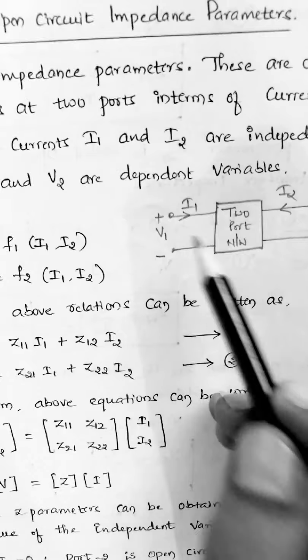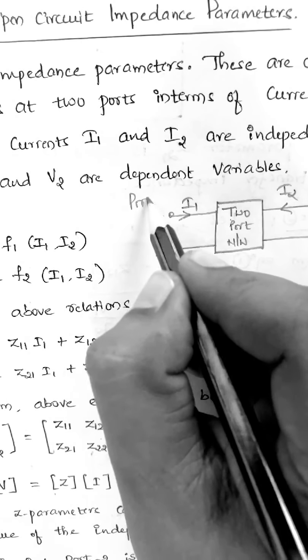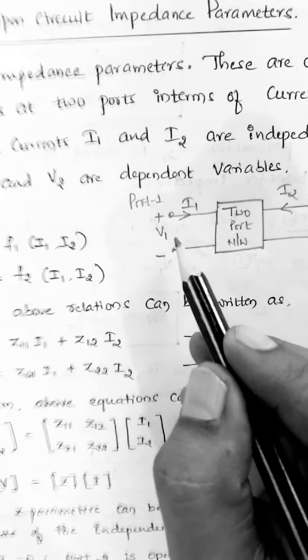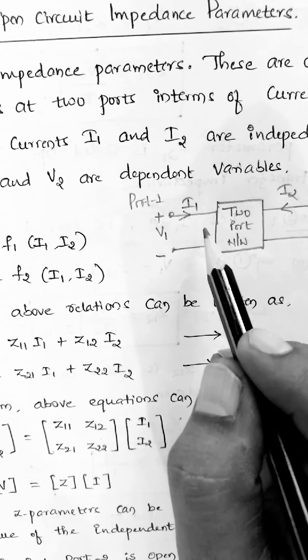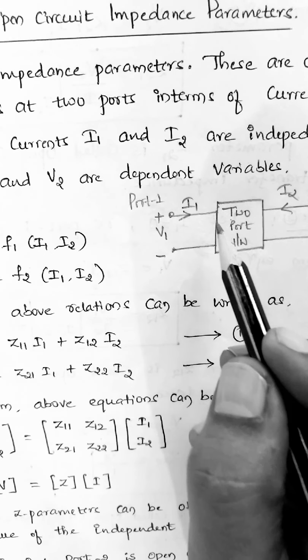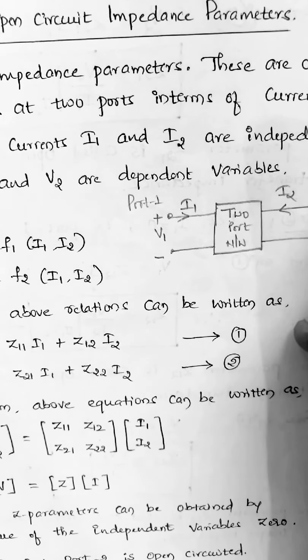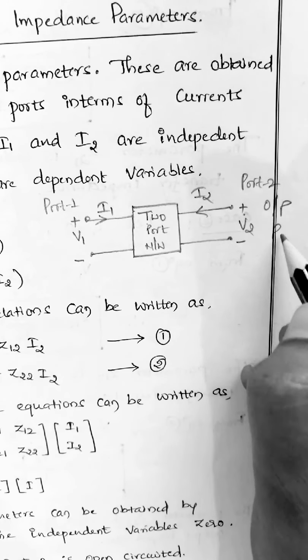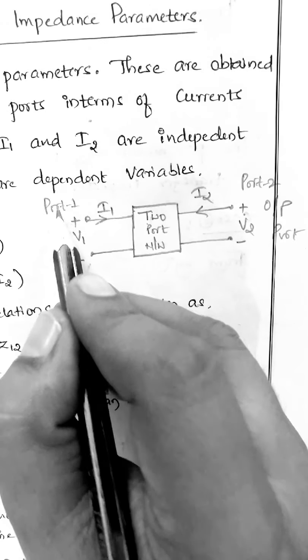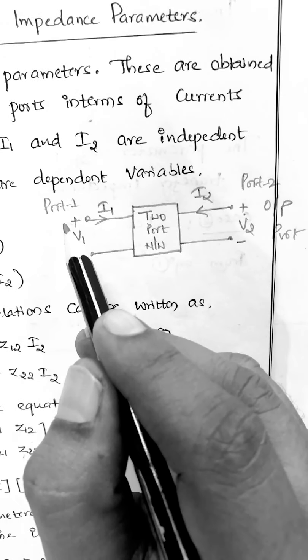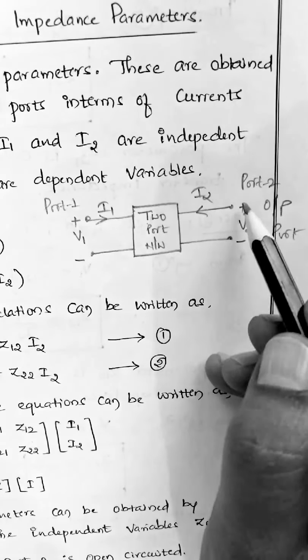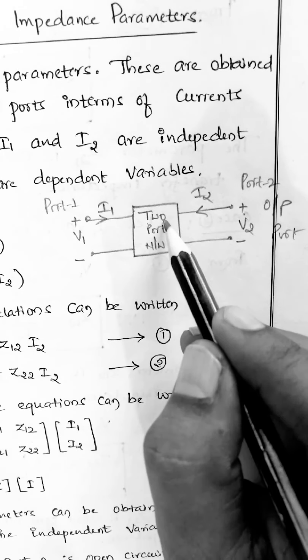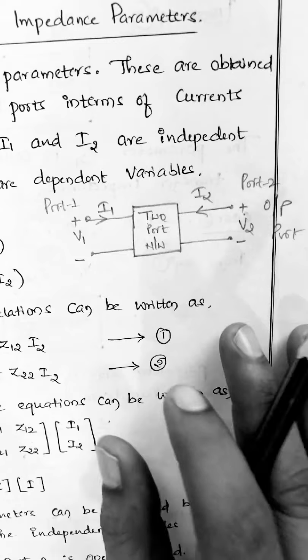In this two port network, at port 1 the voltage reference V1 is represented and I1 is entering into the port. At port 2, that is called the output port, and port 1 is called the input port or driving point port. At port 2, I2 is entering into the port and the voltage reference is V2.